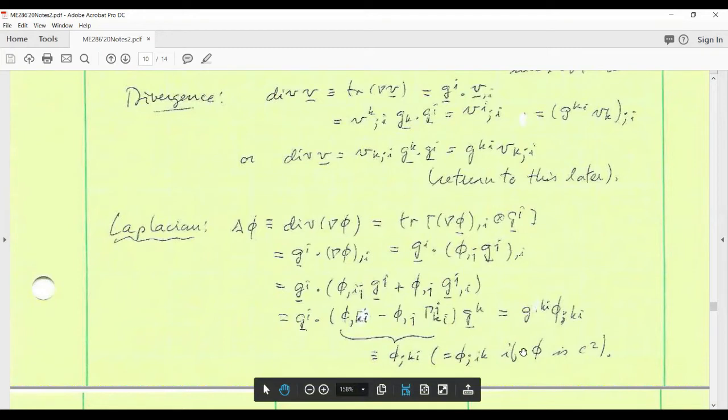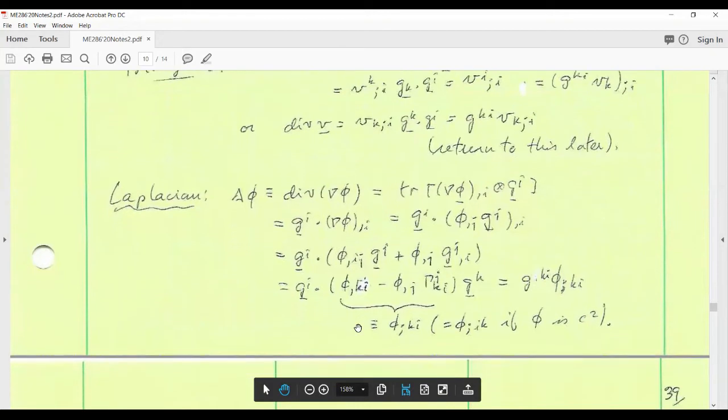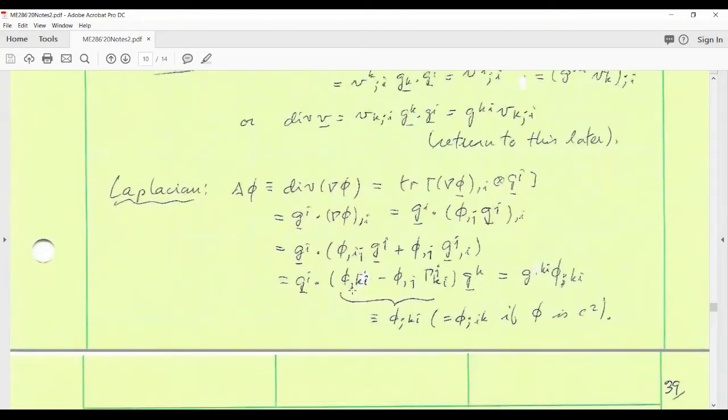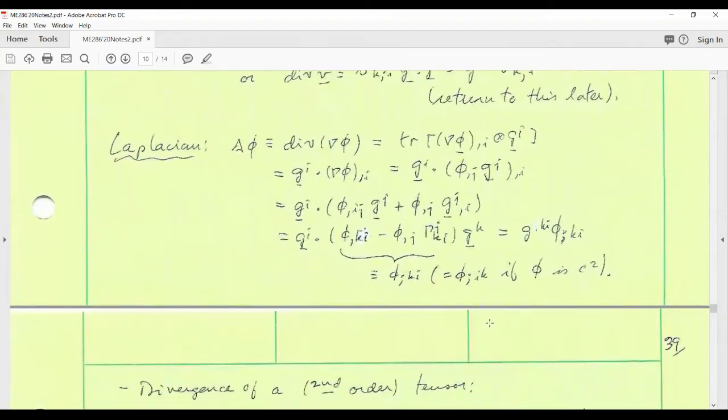Notice that if phi is a C2 function of the coordinates, then the partial derivative is symmetric with respect to k and i, right? Phi comma ki is the same as phi comma ik. In our geometry, Euclidean geometry, we have symmetry in the subscripts ki of the connection. That means this second covariant derivative of the scalar is symmetric in the subscripts. This would not be true in a space in which the connection is not symmetric in the subscripts, for example.